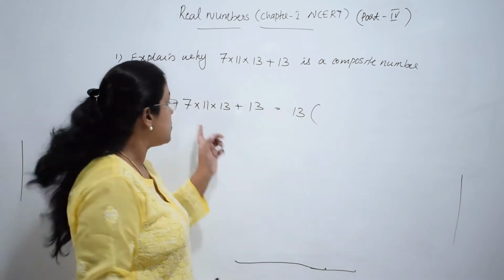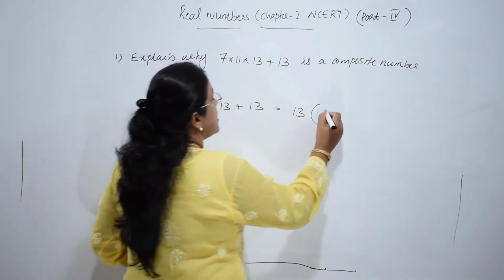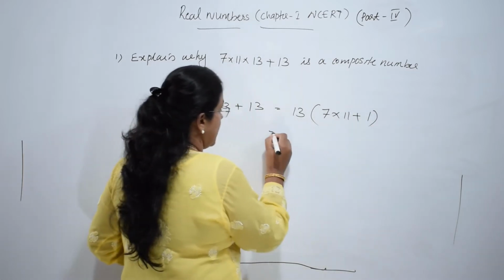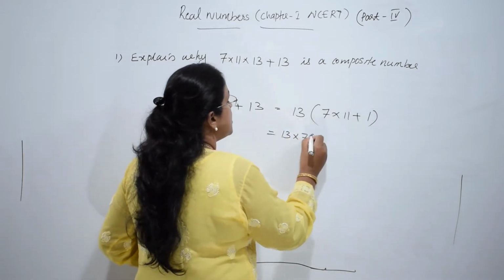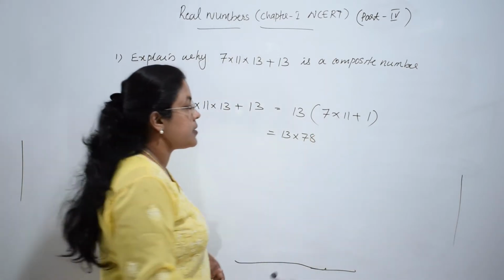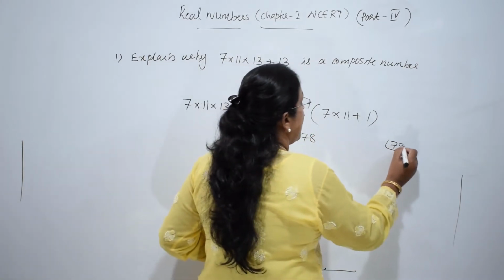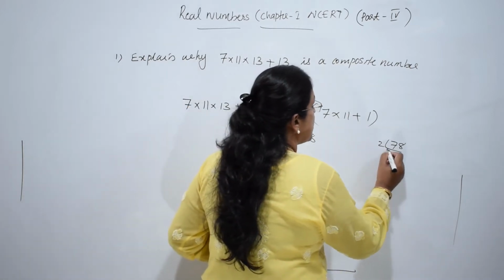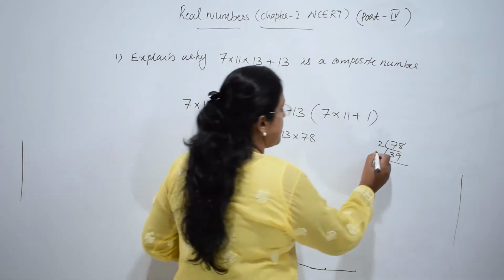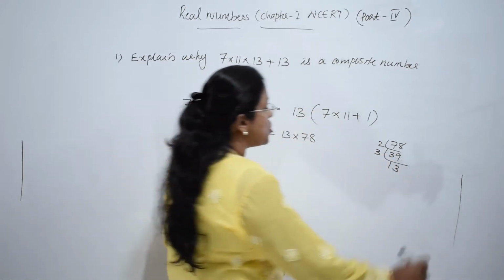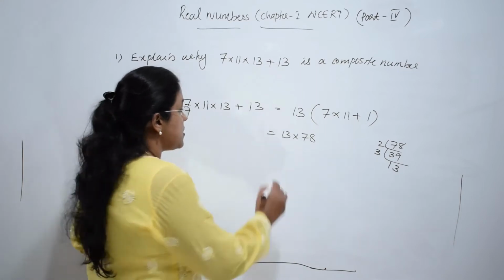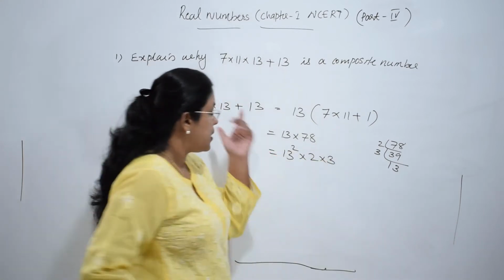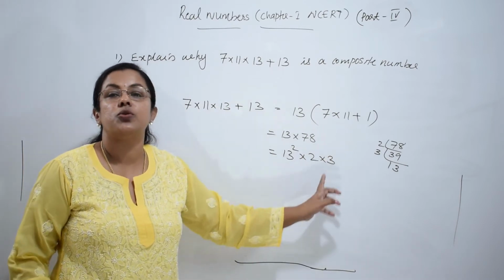Now this is equal to 13 into what is remaining? 7 into 11. What is remaining here? 1 is remaining here, that is 13 into 78. Now factorize 78. 78 is an even number, 2 3s are 6, 2 9s are 18. It is divisible by 3. So this is 2 into 3 into 13. Means we can write this as 13 square into 2 into 3.